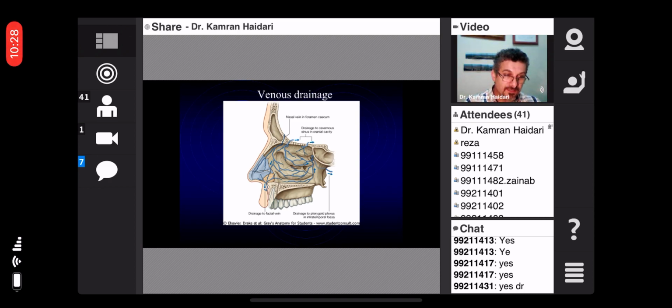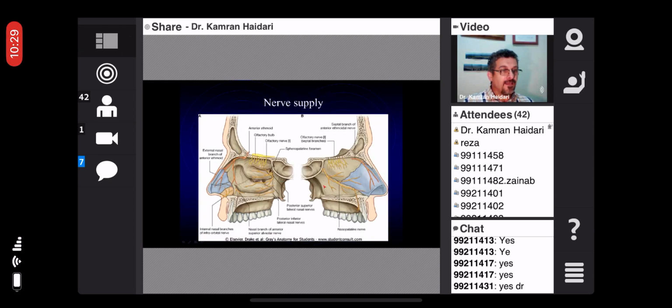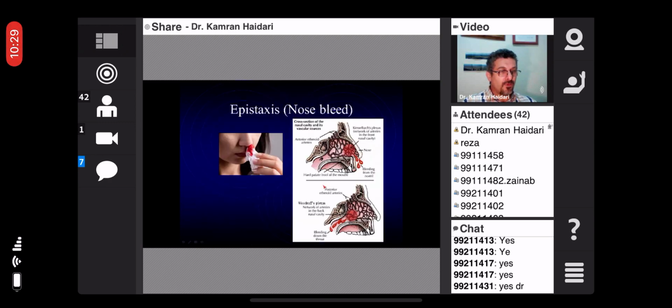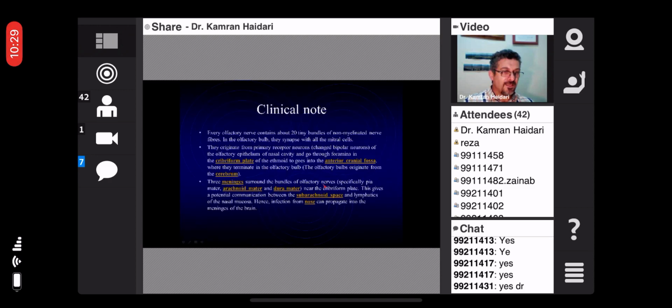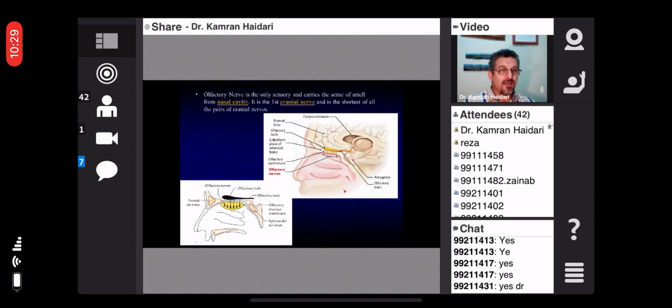Therefore, the anterior part of the nasal cavity is drained by the superficial cervical lymph nodes, the submandibular lymph nodes, and the posterior part of the nasal cavity is drained by the deep cervical lymph nodes, sometimes to the retropharyngeal lymph nodes. A part of the lymphatics goes there. Okay, for this session that is enough.